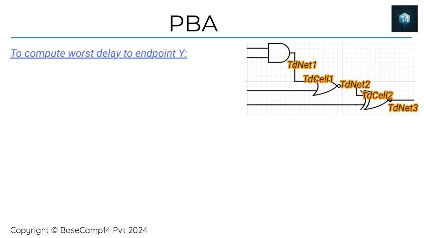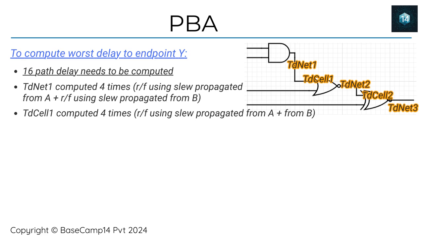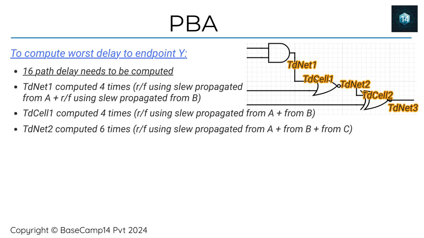To compute the worst delay to the endpoint, 16 path delays need to be computed. Delay for same cell and net arcs are computed multiple times as part of different timing paths, each time potentially with different actual slews.